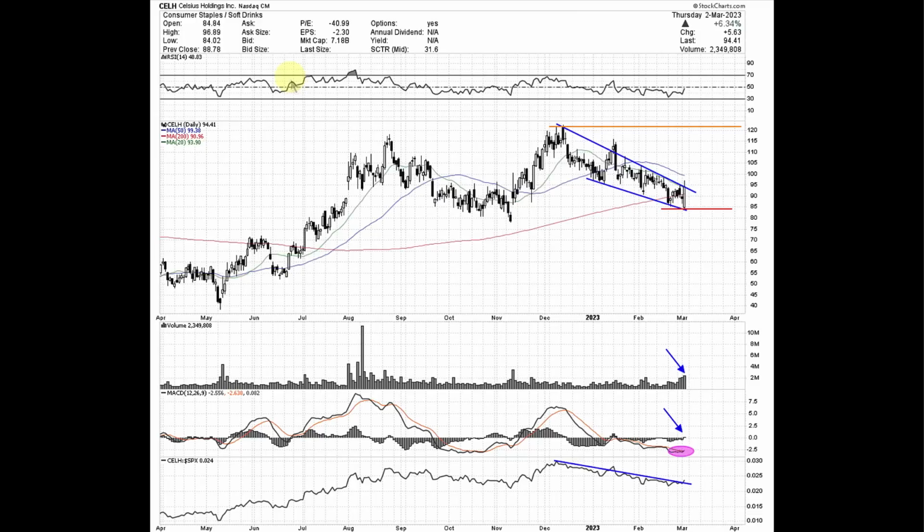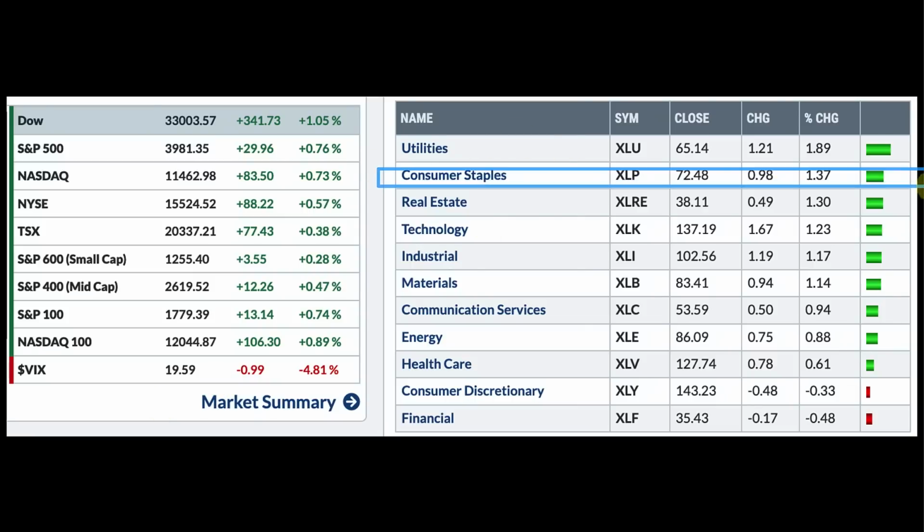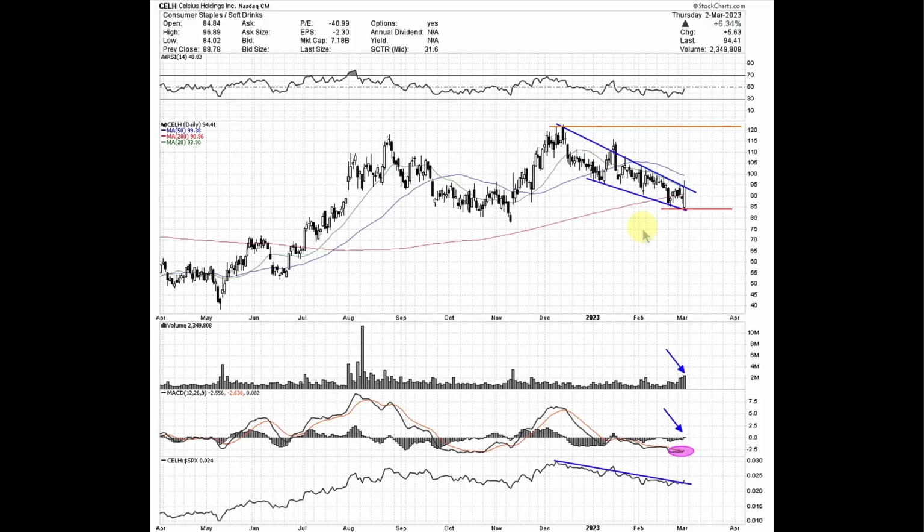Now, the one that I want to talk about is CELH. This is a consumer staple. The reason I'm showing a consumer staple right now is we saw that relative strength today. If consumer staples start to outperform the S&P 500, this may be one to watch. This is a highly volatile stock. Just today it was up $5.63 per share, and it moved more than that. We came down to 85 and closed up at 95, so that's a $10 per share swing. If you take trades like this, make sure you're managing your position size effectively.